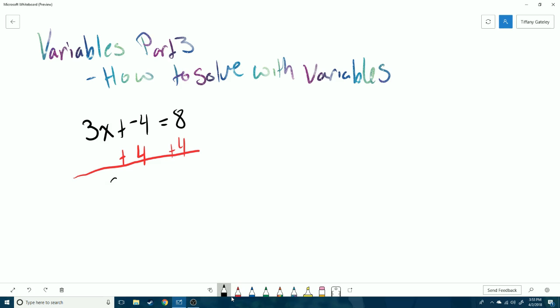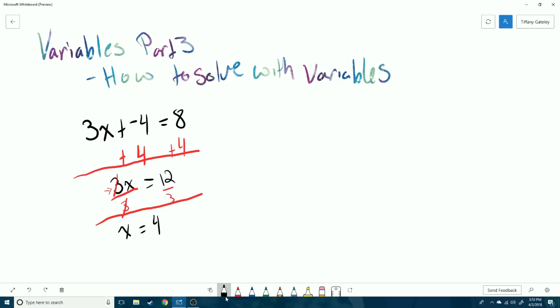And that will leave you 3x equals 12. Okay, now then how do you get rid of this 3? Well, you can multiply both sides by 1/3 or you can divide by 3. So I would divide by 3. And these 3's cancel. And that'll leave you x equals 4.